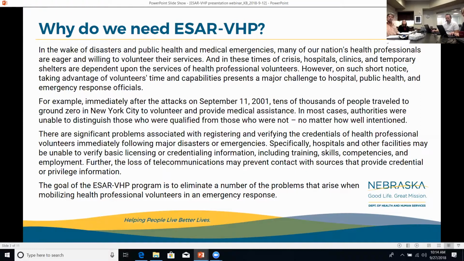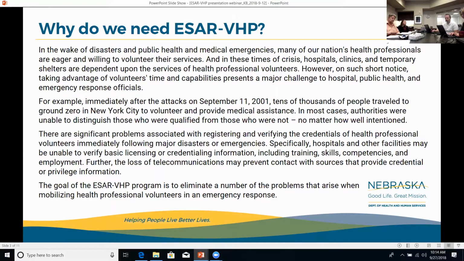For example, immediately after the attacks of September 11th, tens of thousands of people traveled to Ground Zero in New York to volunteer and provide medical assistance. In most cases, authorities were unable to distinguish those who qualified from those who were not qualified, no matter how well-intentioned they were. There are significant problems associated with registering and verifying the credentials of health professional volunteers immediately following major disasters and emergencies.